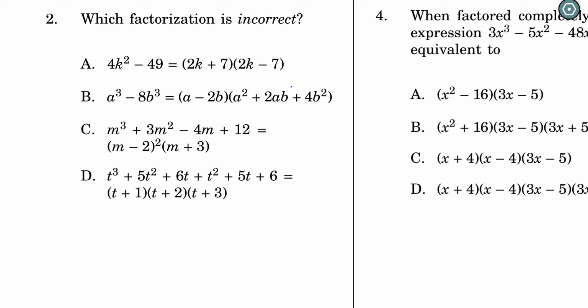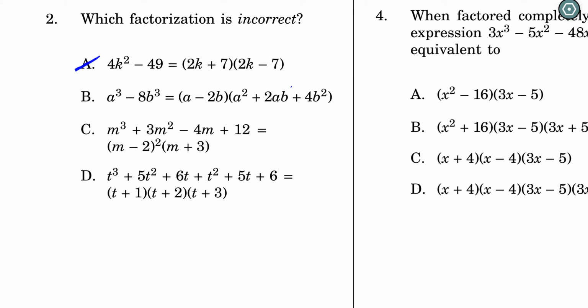Choice A is difference of two squares. So I know it's going to be a plus and a minus, which we have. I need to have something that multiplies by itself to make 4k squared. That's 2k, so we're in good shape. What multiplies by itself to make 49 is 7, so that's factored correctly, so not my answer.